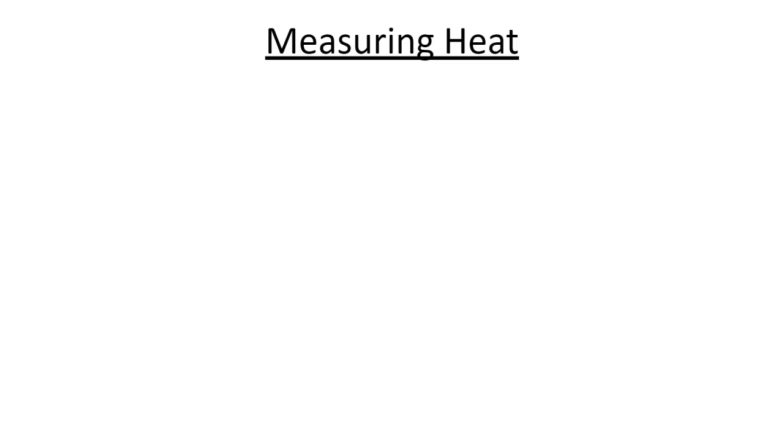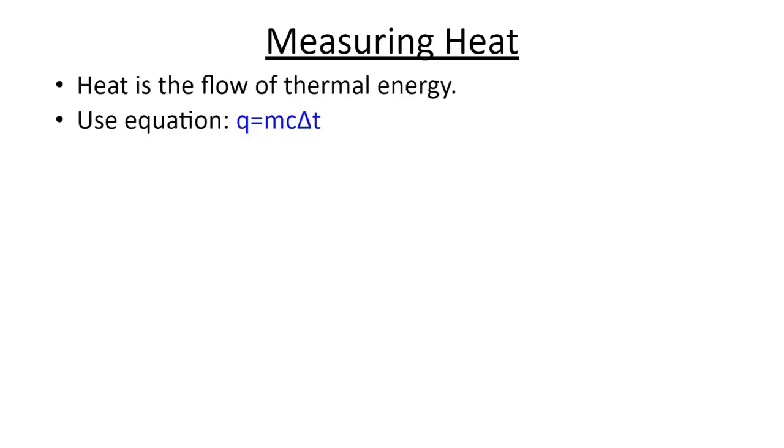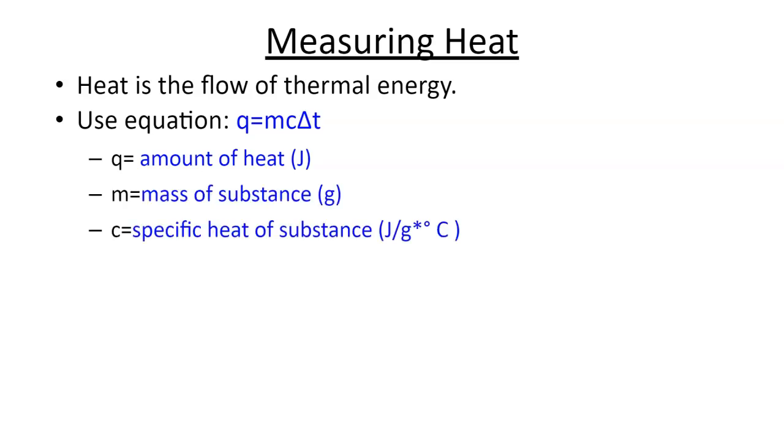What we do want to be able to do is use a new equation. Our equation for measuring heat is Q = mcΔT, where Q is the amount of heat, which can be measured in joules or calories, but we're going to use joules for now. m is the mass of the substance, which we measure in grams. c is a constant called the specific heat of the substance. And ΔT, delta means change, is the change in temperature. So this is the final temperature minus the initial temperature.